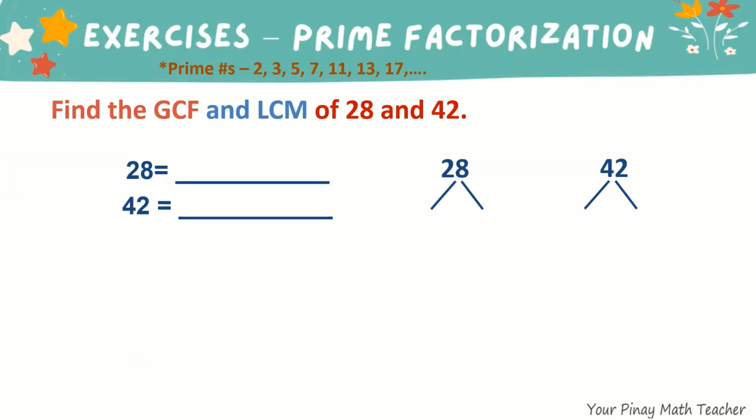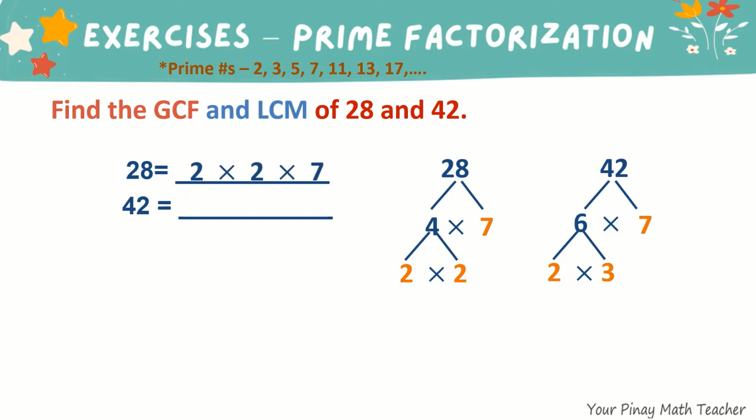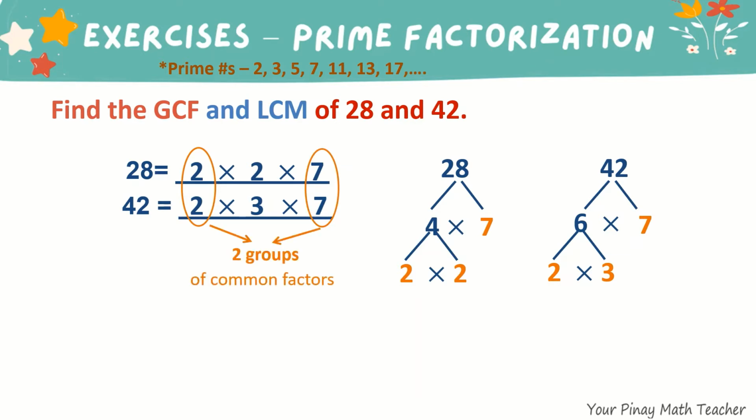Next example, find the GCF and LCM of 28 and 42. So for 28, we can use 4 times 7. 4 needs to be changed to 2 times 2. For 42, we have 6 times 7. 6 needs to be changed to 2 times 3. So the prime factorization of 28 is 2 times 2 times 7. For 42, 2 times 3 times 7. As you can see, 2 is common and also 7. So we have two groups of common factors.